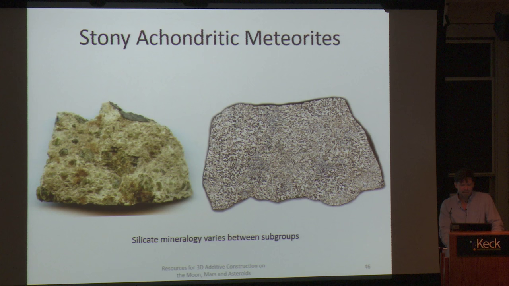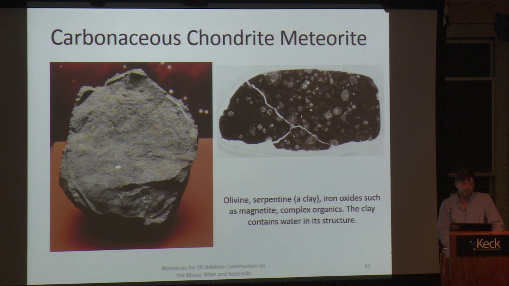Stony achondritic meteorite. And then the carbonaceous ones, which include clays and carbon compounds, perhaps about 2 or 3% carbon compounds. They're like kerogen or bituminous clay or bitumen. So it's a tarry mixture of very long carbon chains and carbon rings. And it's carcinogenic. Polycyclic aromatic hydrocarbons will come out when you heat it, so you have to be careful working with it.